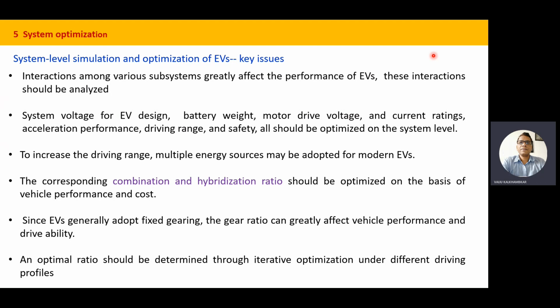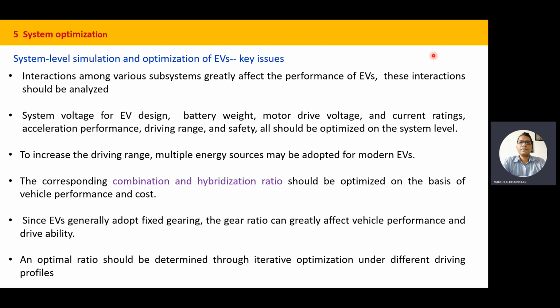We see that electric vehicles generally adopt fixed gearing. The gear ratio can greatly affect the vehicle performance and drivability. So optimization should provide the best possible gear ratios so that we can get good drivability. An optimal ratio should be determined through iterative optimization under different driving profiles.